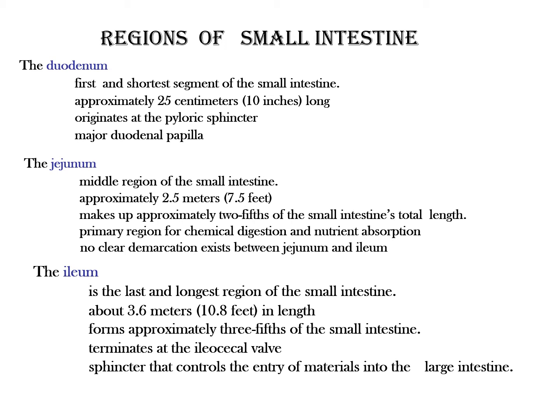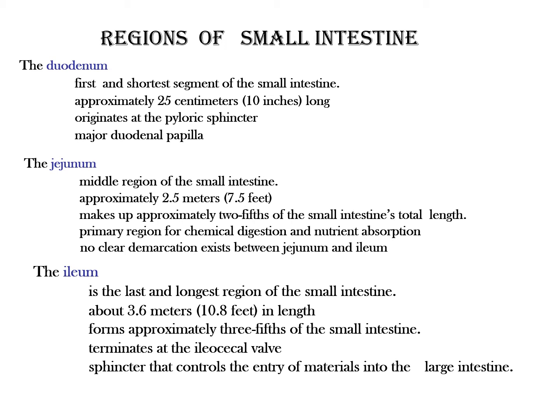It is the middle region of the small intestine. It is approximately 2.5 meters in length. It makes up approximately 2/5 of the small intestine's total length. It is the primary region for chemical digestion and nutrient absorption. There is no clear demarcation between the jejunum and ileum.